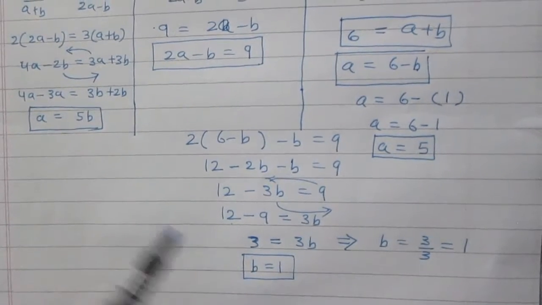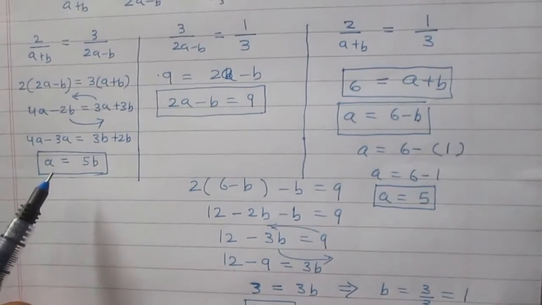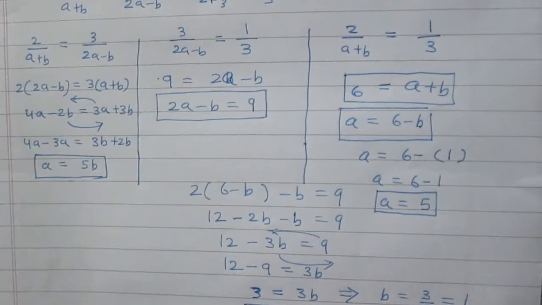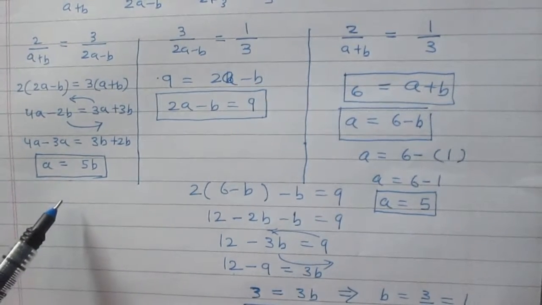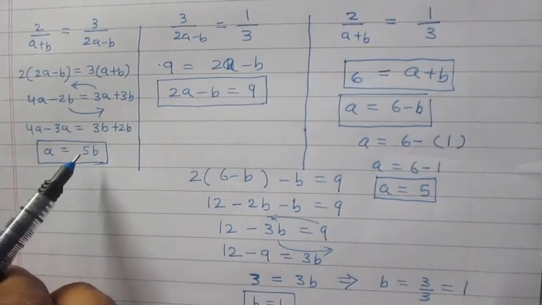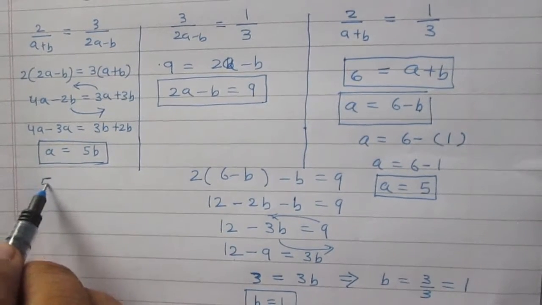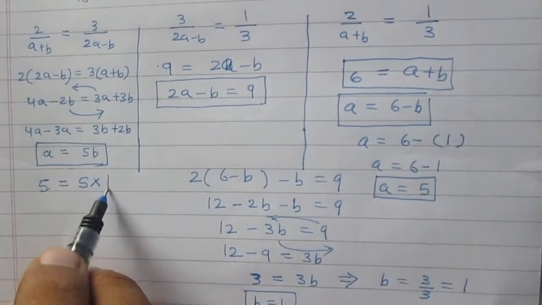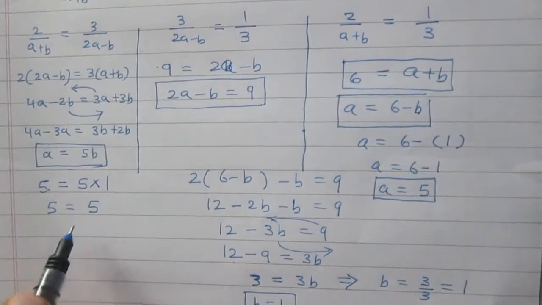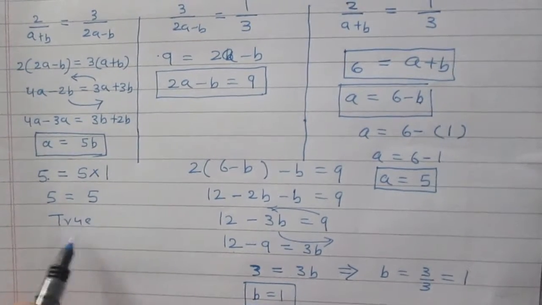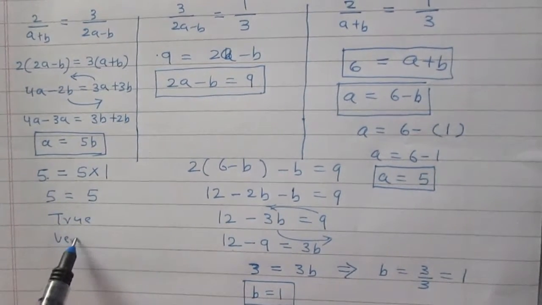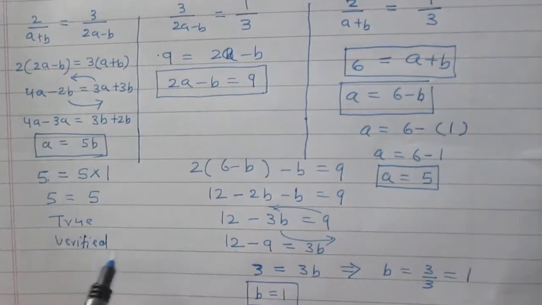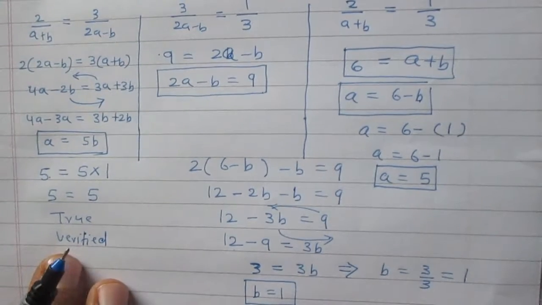It can be verified in the first situation. In the first situation, we found that a must be equal to 5b. So we can substitute the values of a and b here. Left hand side a is 5, is equal to 5 times b, that is 1. We see that 5 is equal to 5. It is a true relationship. So we can say that the values of a and b are verified in the first situation.